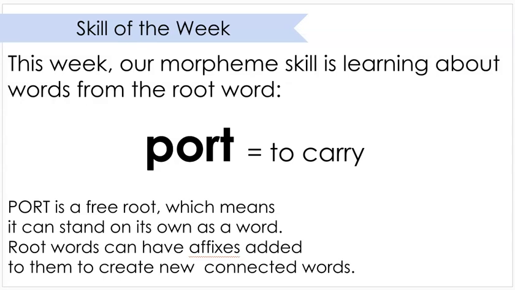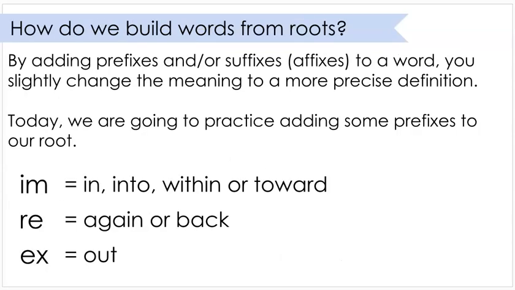Now, the word port means to carry, and port is a free root, which means it can stand on its own as a word. Roots can be bound or free, and this one is free. Root words can have affixes added to them to create new connected words. So how do we build words from roots? Well, by adding prefixes and/or suffixes to a word, you slightly change the meaning to a more precise definition.